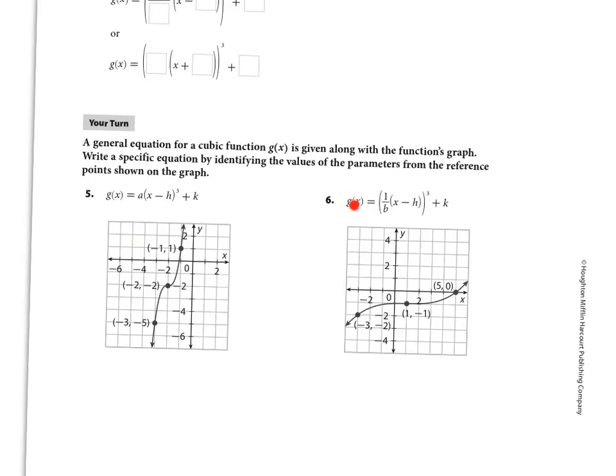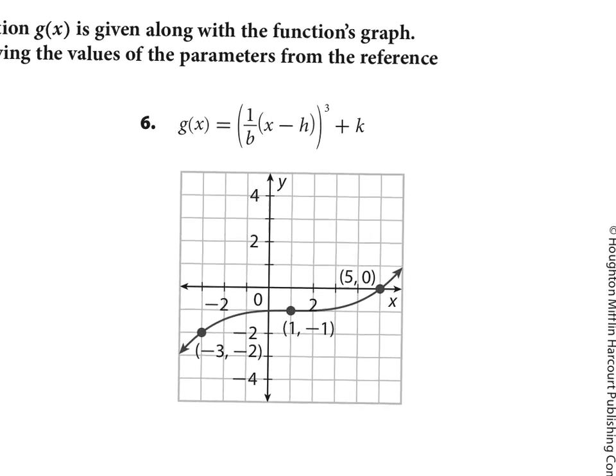And so it says g of x, which is the same thing as what? F of x or y, equals 1 over b times x minus h cubed plus k. So I have some points here. We've done these before. We've done this with quadratics a little bit. Normally we start off with h and k. And what is hk typically?